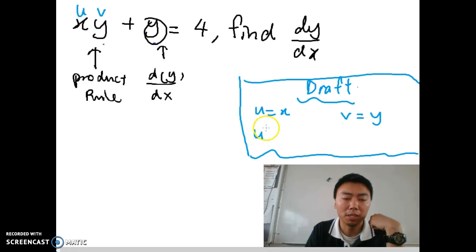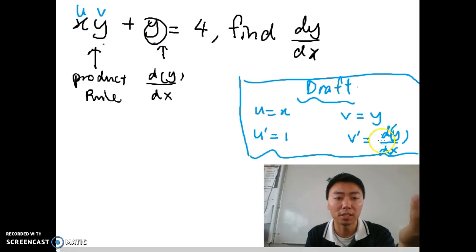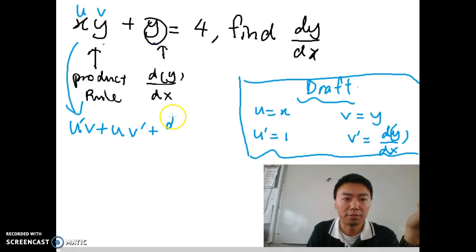That means u dash is equal to 1, and v dash, I have to differentiate y again. We don't know what it is, so I write dy over dx. We have to differentiate y, we don't know what it is, so just leave it as dy dx. Now we substitute into the equation. The product rule is u v dash, u first and then v later, add it up, and then the rest is dy dx now.